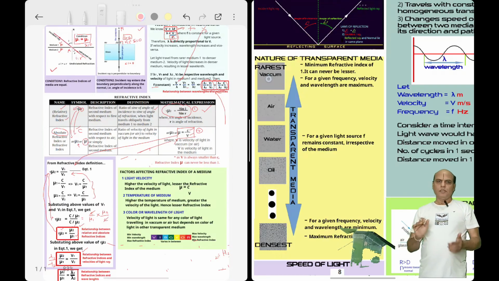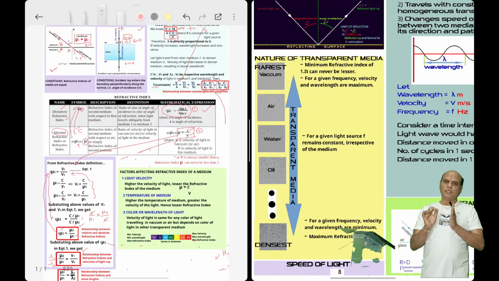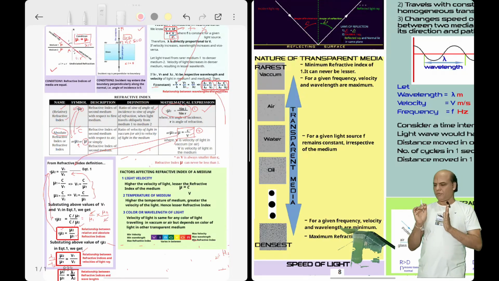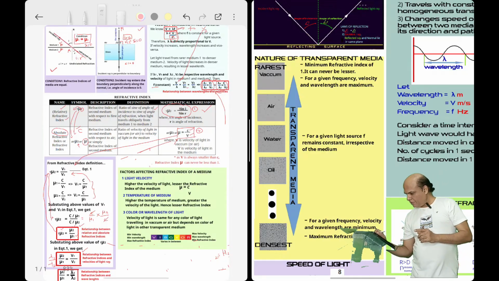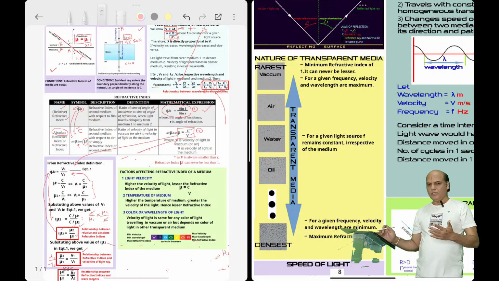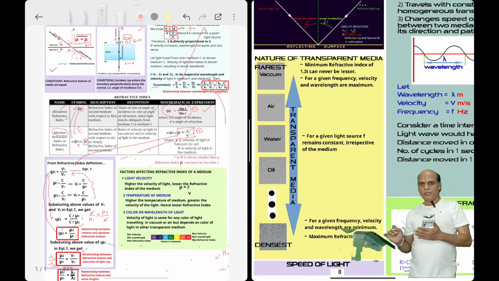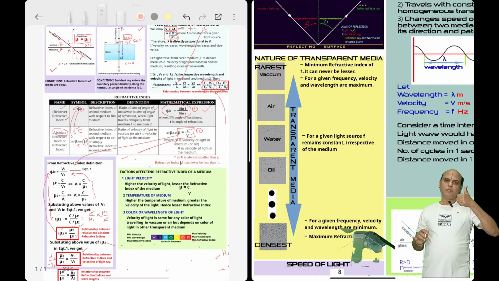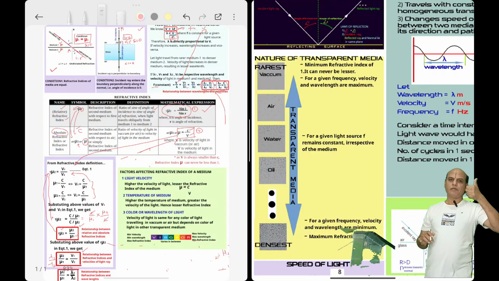Okay, so the velocity of light and refractive index are inversely proportional. If the velocity of light is high, refractive index will be low. So as you move down here, this is the densest. In the densest medium the velocity of light is minimum, so the refractive index of the densest medium will be high. That should give you a sense that refractive index is inversely proportional to the velocity of light in that medium. So if the velocity of light increases, refractive index decreases.